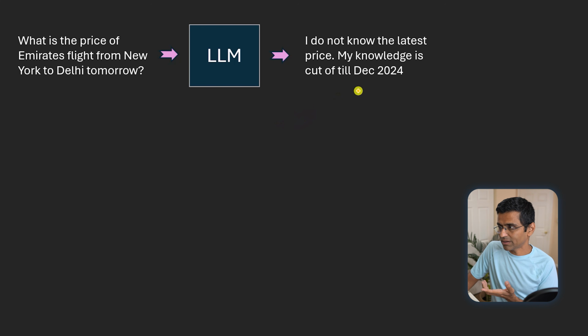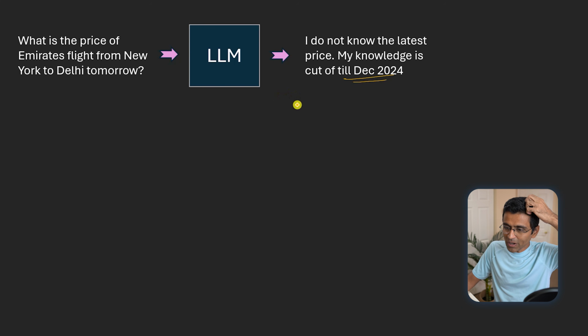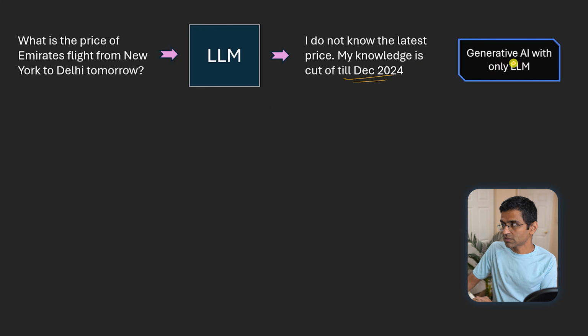Well, it doesn't know that because it has a knowledge cutoff. Let's say this model was trained on data till December 2024. It will say, okay, I can't answer it. But you have noticed that if you ask this question to ChatGPT, it will do an internet search and still answer it. So this first scenario is generative AI with only an LLM. But ChatGPT is an agentic application.